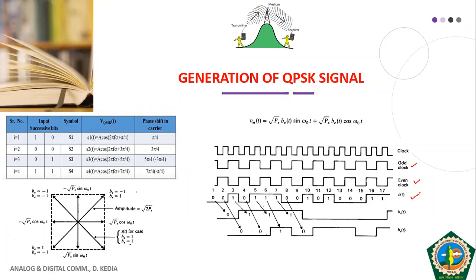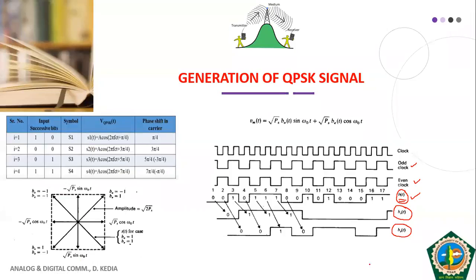Now this is our bit stream bT, which consists of continuous zeros and ones. So we have 0 0 1 0. These bits are numbered as 1 2 3 4 5. So this is our serial bit stream, the original bit stream. And this bit stream has to be divided into two parallel streams. One is called the odd numbered bit stream and the other is the even numbered bit stream.